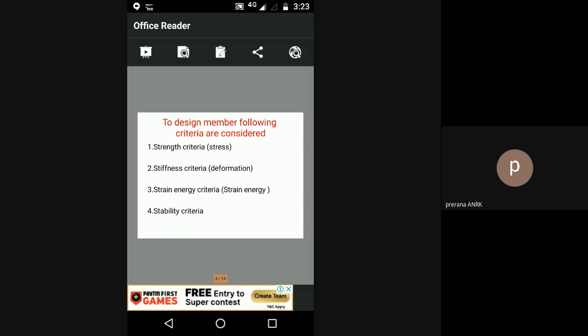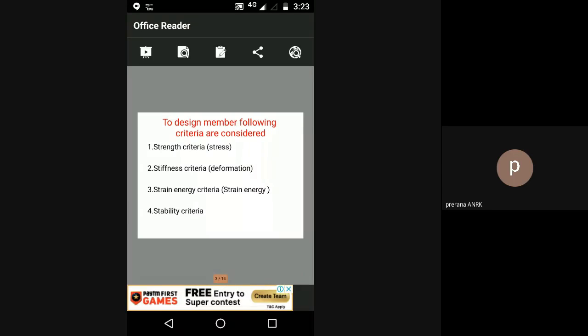Okay, so we may get one more doubt. Sir, how to calculate this deformation? If it is a bar, there is one formula, delta is equal to PL by AE. If it is a beam, deflection y is equal to WL cube divided by 3EI. If it is a shaft, theta is equal to TL divided by GJ. By using those equations, we can calculate the deformation.